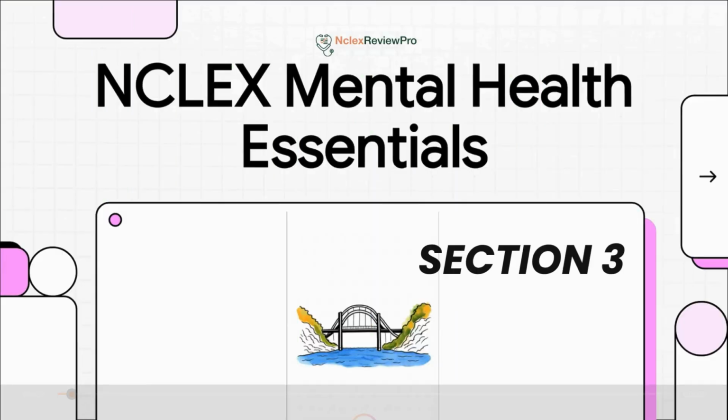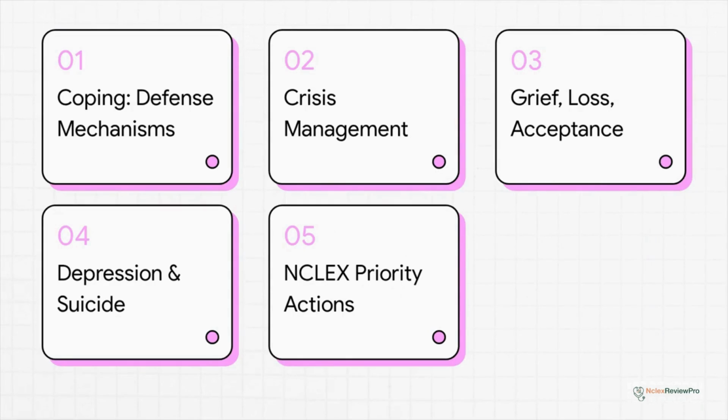Okay, so here's our plan for today. We're going to talk about coping mechanisms, then we'll jump into crisis management, move on to grief and loss, and finally we'll cover the really big one, depression and suicide prevention. We'll wrap it all up with a quick review of priority actions for your exam.